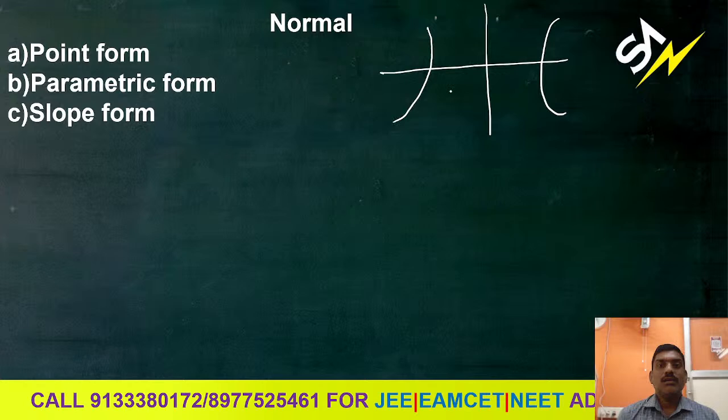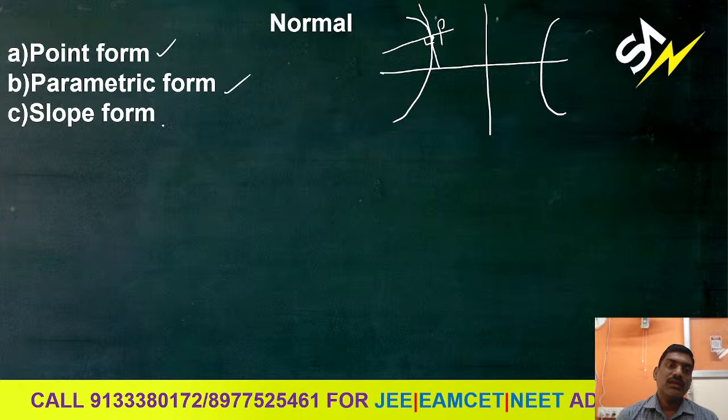And here let us take, suppose this is point P. At point P, this is the normal. Then here we have to calculate the equation of the normal. So here we can calculate the equation of the normal in point form, parametric form, and in slope form.